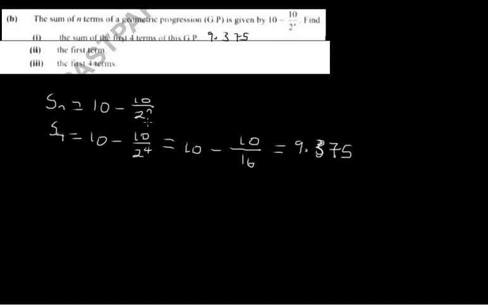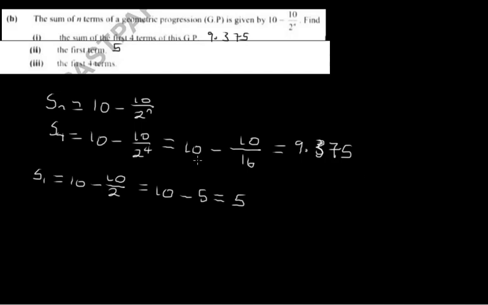So we know that the sum of terms is given by that, and the sum of the first one term is simply the first term itself. So S1 equals 10 minus 10 over 2 to the power 1. 10 over 2 gives us 5. So 10 minus 5 gives us 5. So therefore the first term itself is 5, because when you add the first term, it should give you the first term itself. And the next question is asking us to find the first 4 terms.